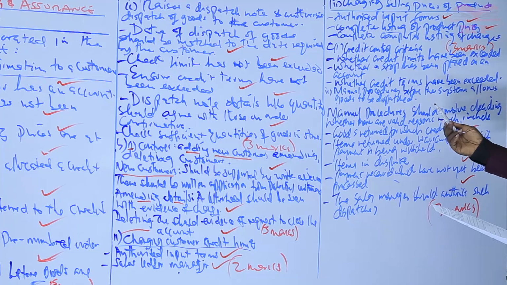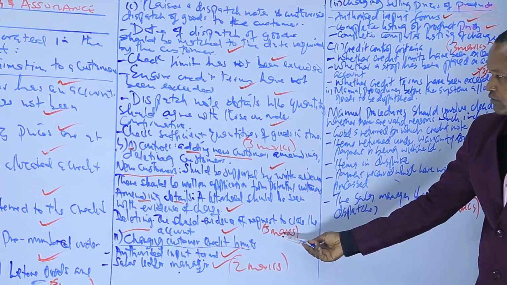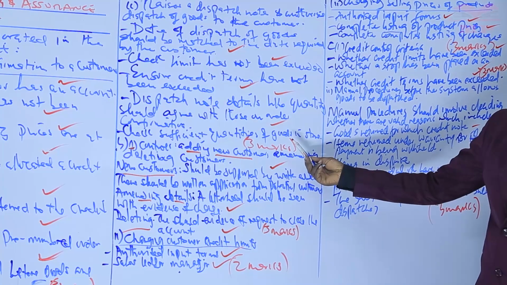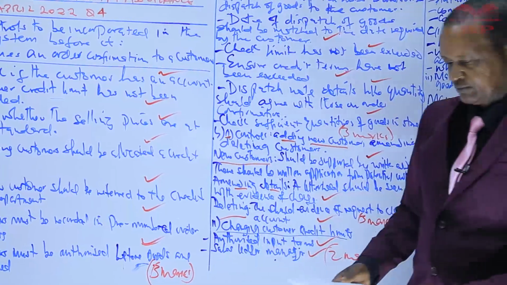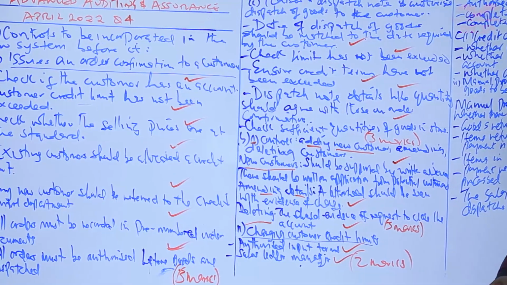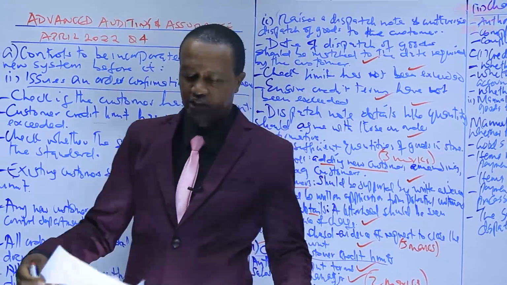Part C, Roman 1. Another 3 marks. It's 1 point, 2 points, 3 points, 3 marks. So 3 plus 3 plus 3 is equal to 9. Plus 3, 12. Plus 3, 15. Plus 2, 17. Plus 3, 20. So that is the suggested solution for question number 4, Advanced Auditing and Assurance, April 2022.